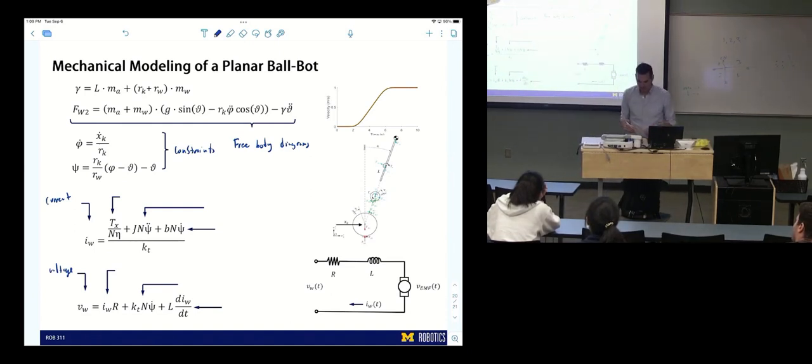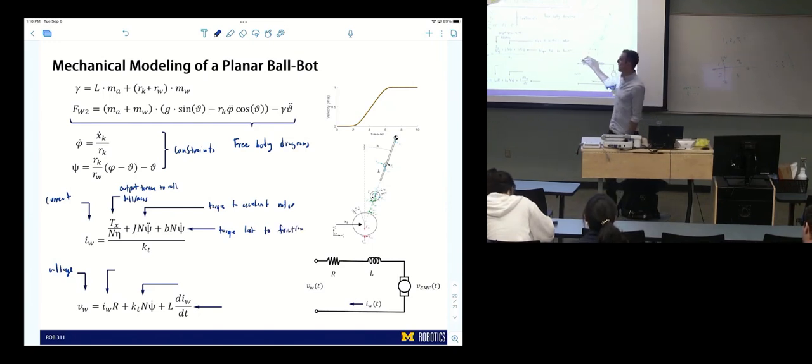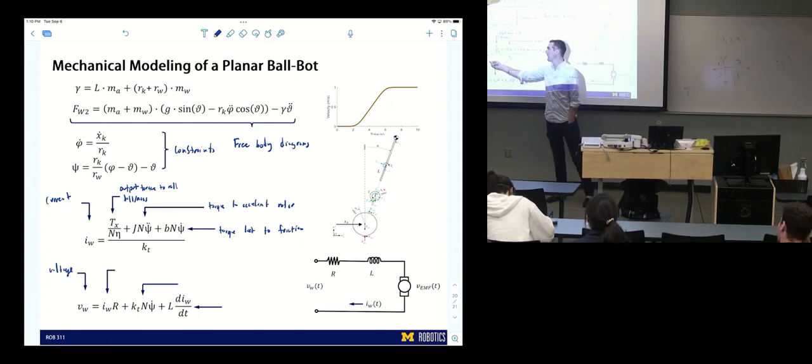Similarly, so this was output torque to move ball and mass. Torque to accelerate motor. Torque lost to friction. And again, what this is saying is we want the current to be responsible for providing a torque that does all three of those things.